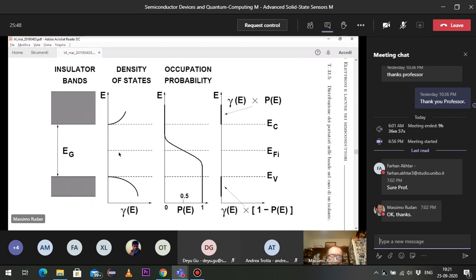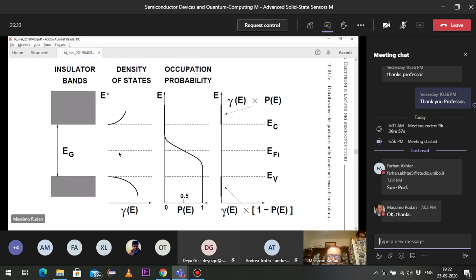What does it mean? It means that we have 0 probability, or practically 0 probability, to have electrons in the conduction band. So the conduction band is practically empty, which means that gamma times P is 0. And the valence band is completely filled. So again, gamma times 1 minus P is practically 0.